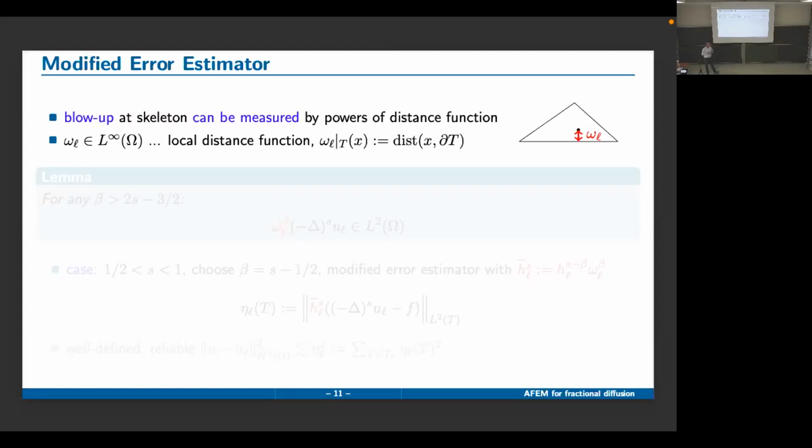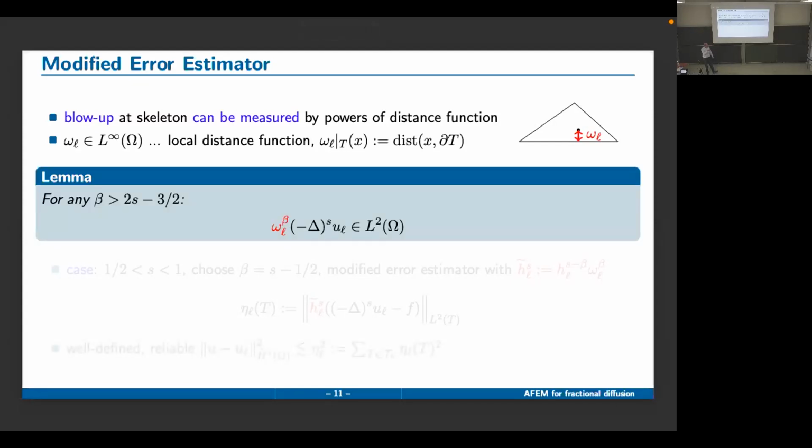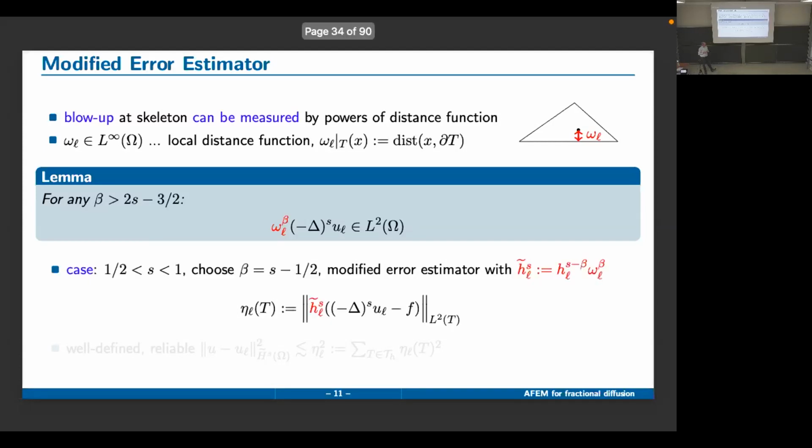And what we were able to prove is, if we take a sufficiently large power of this distance function and multiply the fractional Laplacian of this discrete function with this local weight function, we get something in L2. So we actually scale away this singularity on the mesh skeleton. Yeah, and the idea is, okay, now once we have this lemma available, just replace the thing which was bad before by the thing we can actually control.